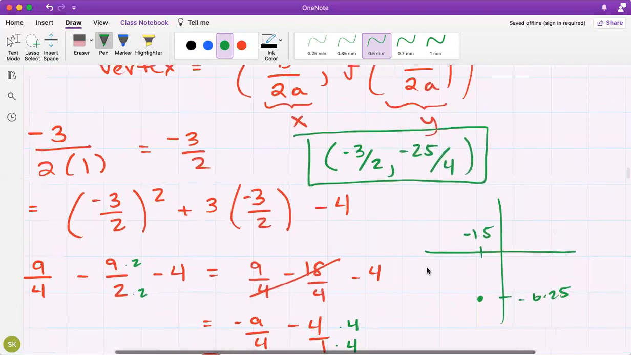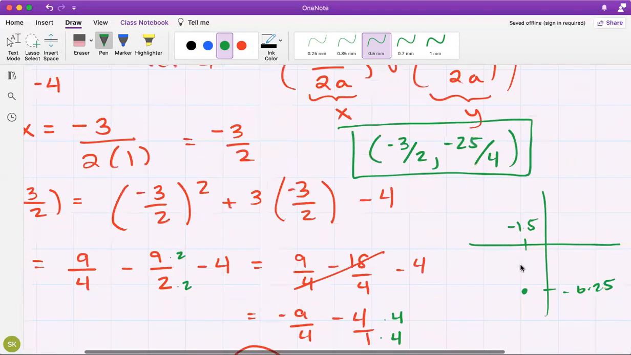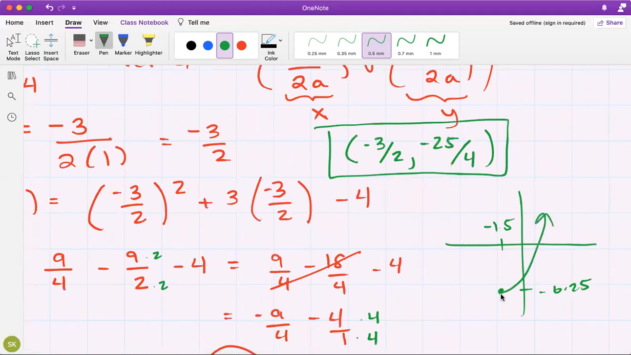And then we said that a, the number in the front, was 1. So we're pointing upwards. So the parabola is going to look something like this. Now it might be skinnier or even fatter than this, but the idea here is right here at x equal to negative 1.5, you're going to be pointing upwards and your graph is going to be symmetrical. So whatever's here is over here.